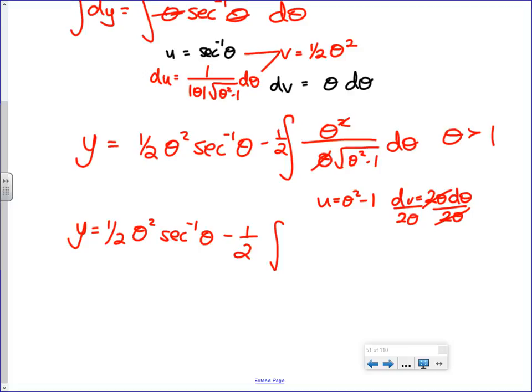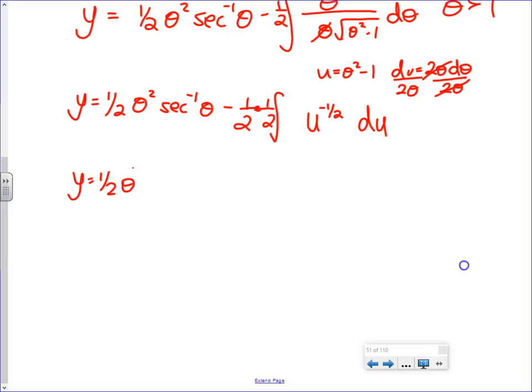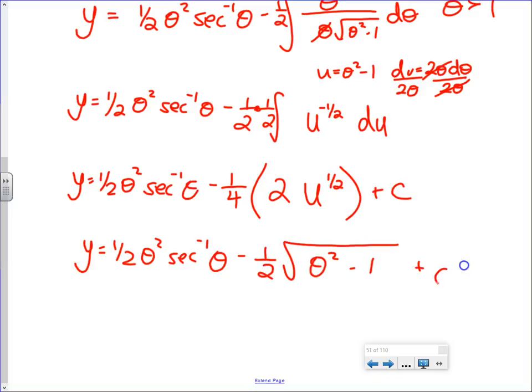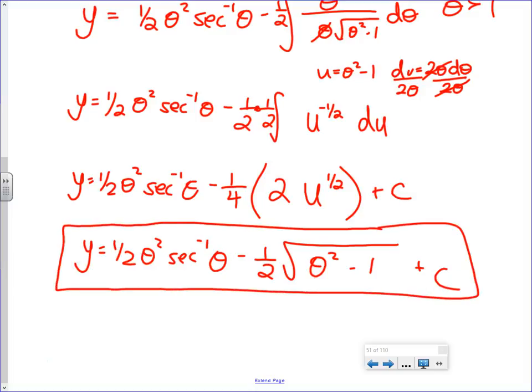Focus. So we go ahead and we have the 1/2 already. When we plug in, we have u to the negative 1/2, right? Did you forget one? I haven't put them in yet. Good call. And then we have the theta over the theta cancel. We have another 1/2 come and join, so that'll be 1/4. And then we have our du, right? We end up with y equals 1/2 theta squared secant inverse of theta minus 1/4 times u to the positive 1/2 times 2. So y equals 1/2 theta squared secant inverse of theta minus 1/2 times the square root of theta squared minus 1. That cool? Yeah.